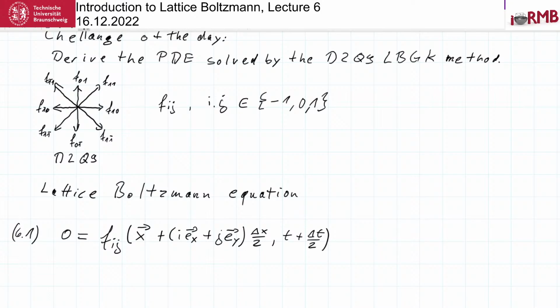So this is the pre-collision state, 1/2 a time step and 1/2 a grid spacing away from our original point, minus... we could put this on the other side of the equation, but here we like to have everything on one side and everything together equal to 0. So f_ij minus f_ij star, which is the post-collision term. So we turned the post-collision term into the pre-collision term.